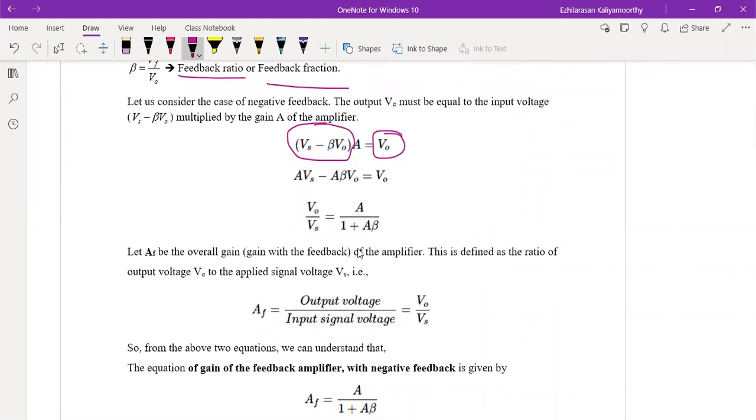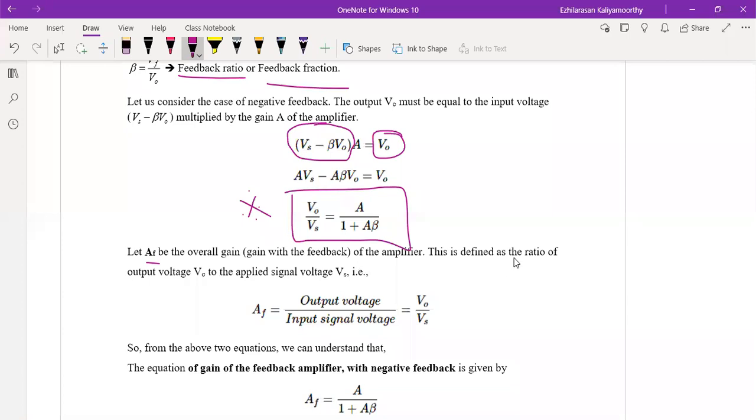See, this is one of the very, very important relations. You need to keep it in mind. At any cost, you should not forget this. For a negative feedback amplifier, the expression V naught by Vs is equal to A by 1 plus A into beta. Let AF be the overall gain. AF is the overall gain with the feedback of the amplifier.